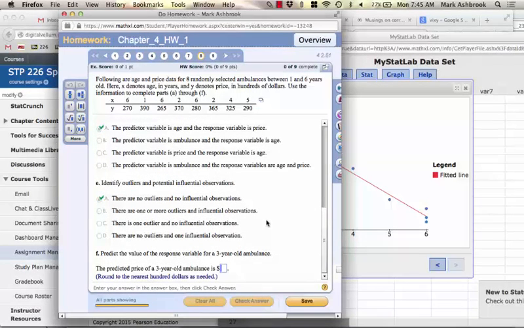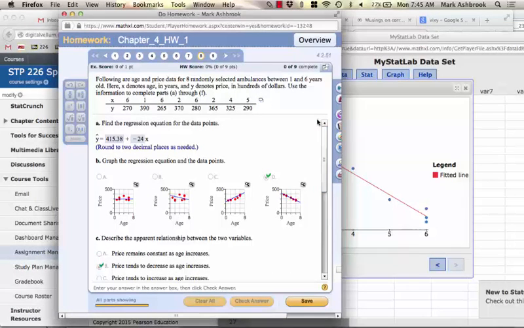Okay, predict the value of the response variable for a 3-year-old ambulance. Okay, so now we're going to use our regression equation. And that's what this does. This gives us, if our age is 3, that's what x is, then the regression equation would calculate what the expected price would be. So this is what, that'd be -72.